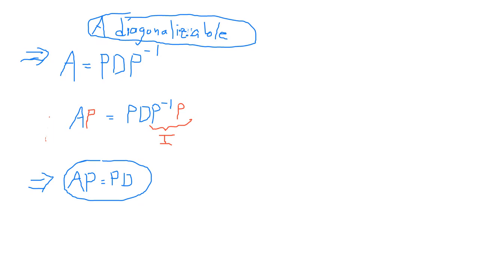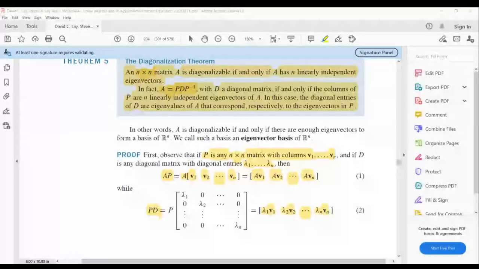Now let me go back to the book. Are there any questions? Okay, let me go back to the book. All right. So now in the proof, we have AP and we have PD. And AP has to equal PD. This means the following.